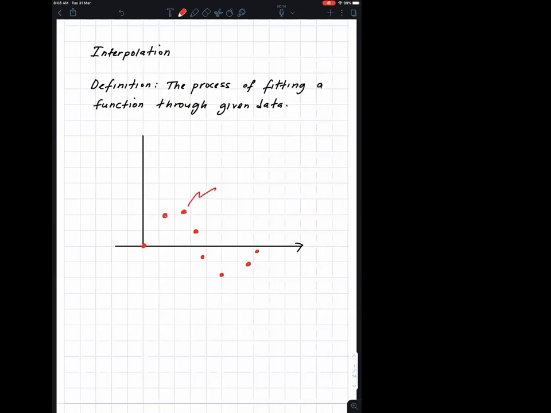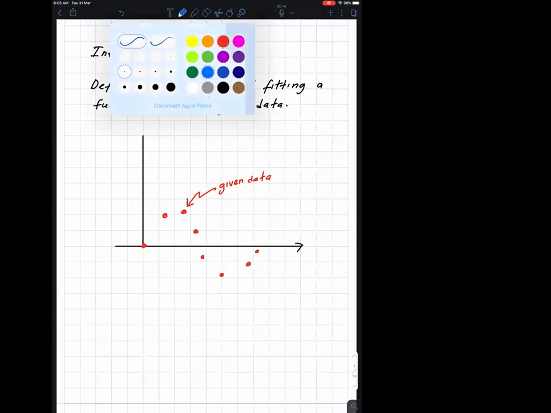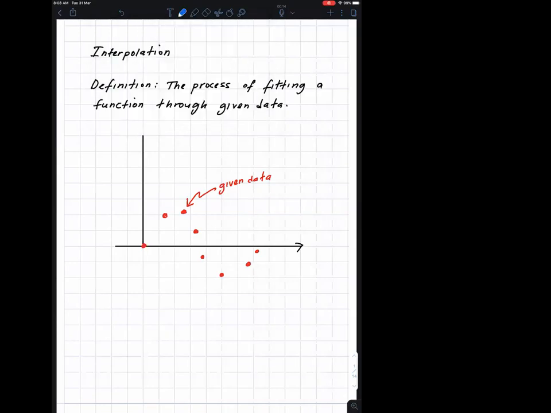So this is the given data. We try to find an equation for the data. And this is the equation.